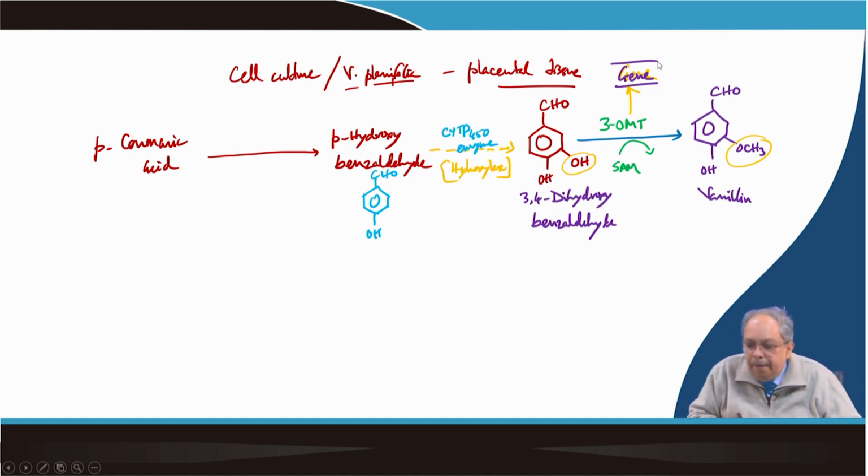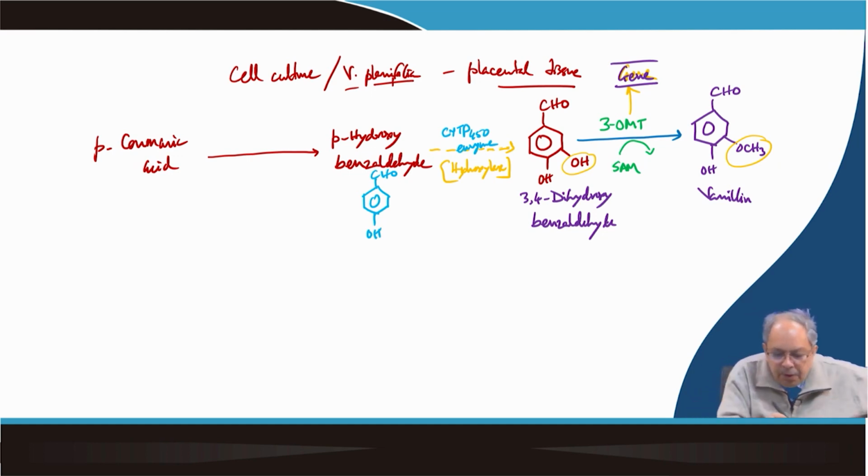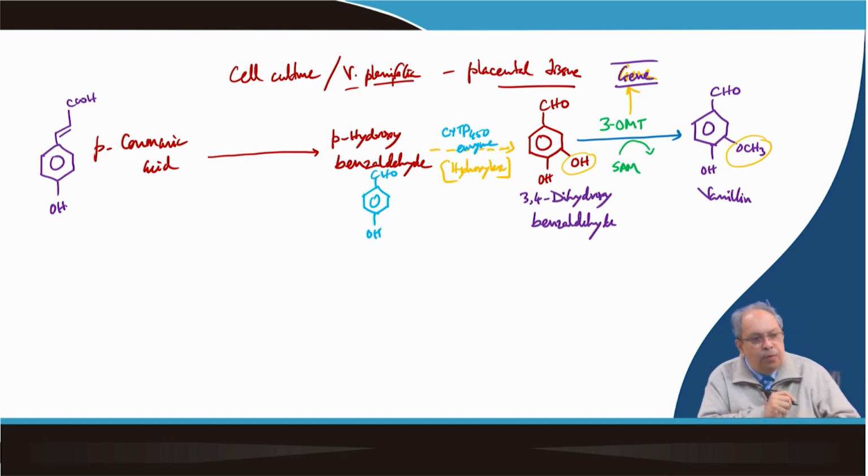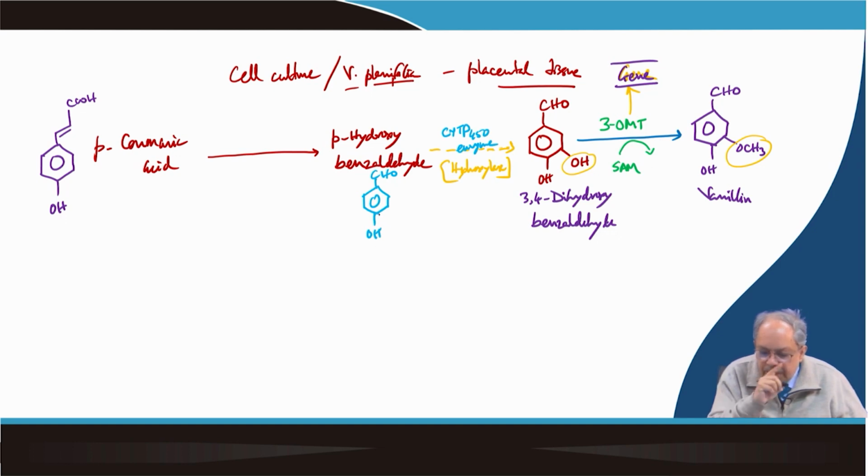Well, now this speaks in favor of para-coumaric acid as the starting material for the biosynthesis of vanillin. Okay. So, this para-coumaric acid will make this para-hydroxybenzaldehyde, and then it should undergo another hydroxylation which makes 3,4-dihydroxybenzaldehyde, and then this will convert into vanillin by a methyl transferase.